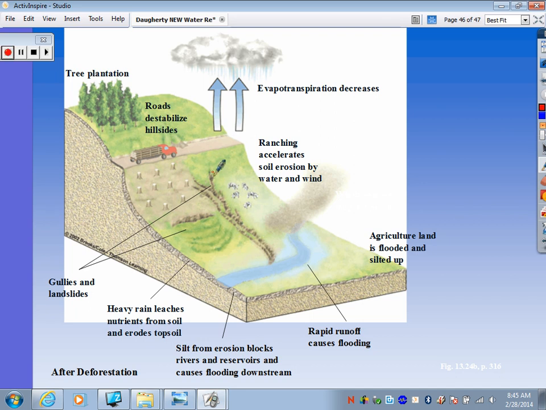Gullies are like these little pits that kind of form here in the ground. You can have heavy rain leaches. They're going to leach nutrients from the soil. They're going to erode a bunch of that soil down the hill. Here it shows silt from erosion blocks rivers and reservoirs and can cause flooding downstream here. Rapid runoff issues. So, lots and lots of cascading issues from removing that vegetation, especially on a slopey hill like that.